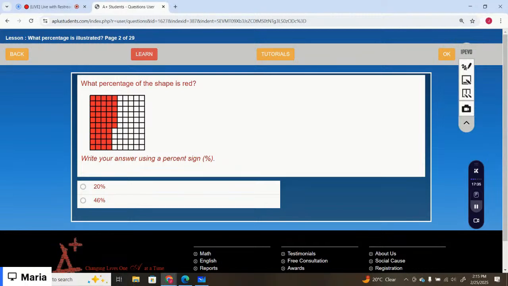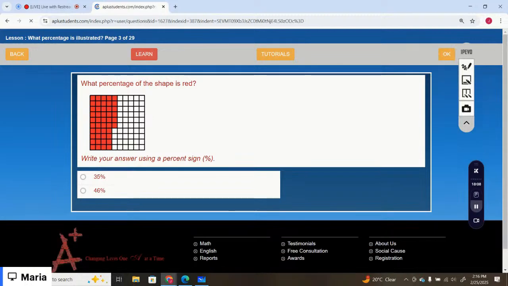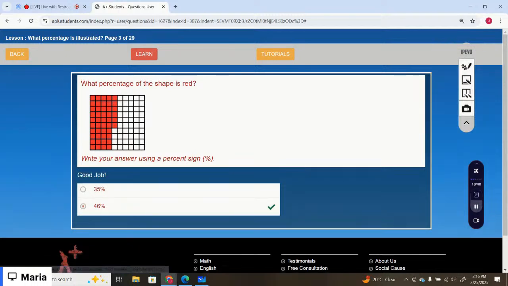What percentage of the shape is red? Which is the correct option? That is 46%. Option number 2 is the correct option.